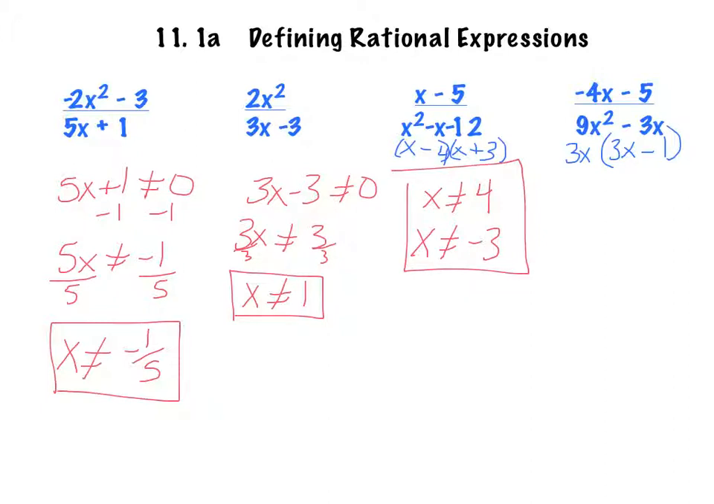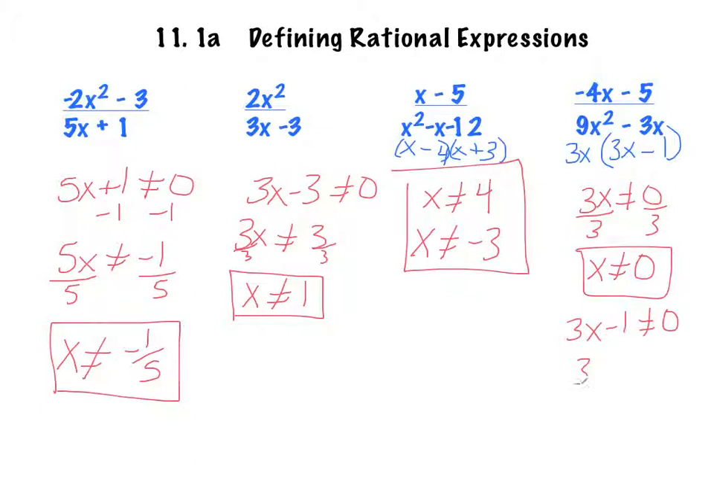Okay, so what that means is I don't want this to be 0, and I don't want this to be 0. So if you can do it in your head, great. If you can't, you just set it up and say 3x cannot be 0. Divide by 3. All right, x cannot be 0. That's one of my answers. Then I do it with the other quantity. 3x minus 1 cannot be 0. Add the 1 to the other side and divide by 3. So x cannot be 1/3. And those are the two restrictions.